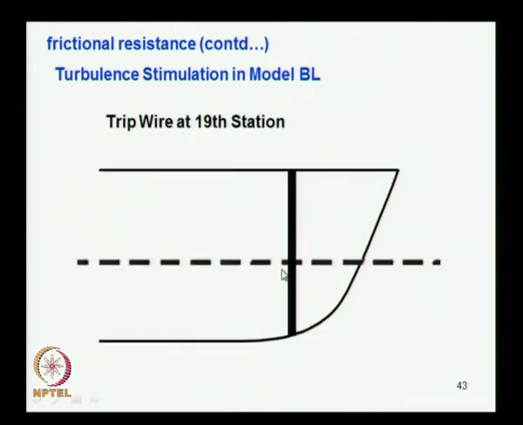Next option is putting a tripwire. A tripwire is placed usually at the 19th station, and when the flow passes the tripwire, flow separates and you get a turbulence in the boundary layer. And you know that this is the method we are adopting here. Usually it is put at station 19, that is 5% away from the forward perpendicular, that is the waterline intersection point.